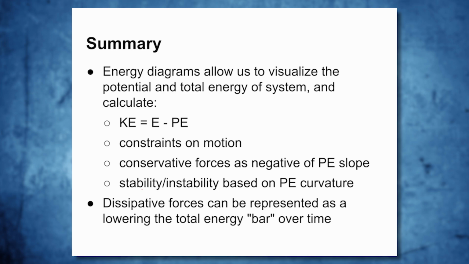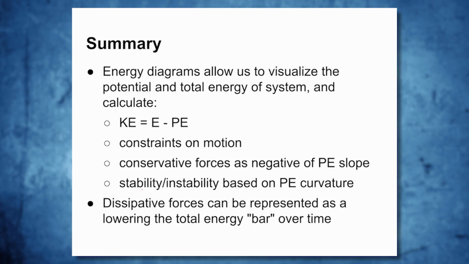We can also look at how the conservative forces are actually expressed by simply computing the slope of the potential energy term, because that's how we've defined our potential energy in the first place. And finally, we can look at the curvature of our potential energy expression, and that gives us an idea whether the motion is stable or unstable. A positive curvature potential energy expression gives us stable motion, and a negative curvature gives us unstable motion, like the tipping pencil.